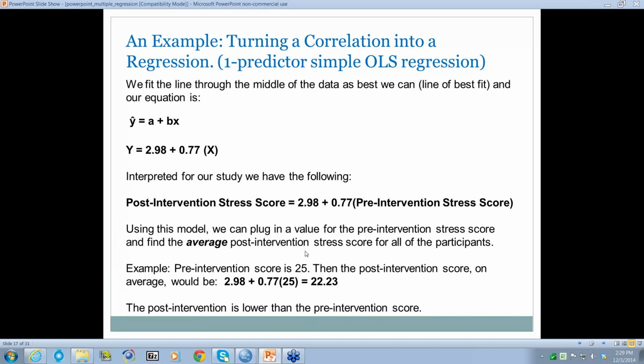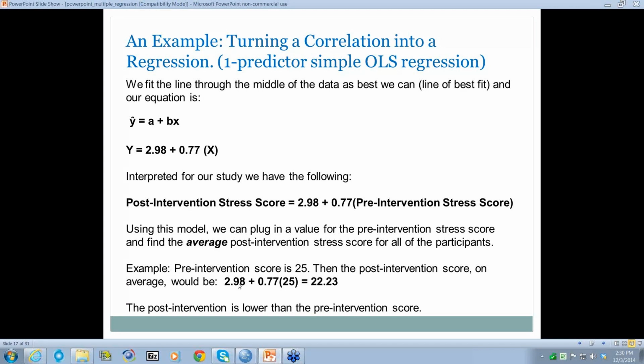Using this model, we can plug in a value for the pre-intervention stress score, and we can find the average post-intervention stress score for all of the participants. So you would plug in your values over here, and you would get your average score for everybody. There are also ways you can predict a score for one person instead of an average, and that's where you use your prediction model, with prediction intervals, which are bigger than the confidence intervals we might see today, and that's something else you might want to look into. But what we're looking at today is an estimation model for everybody, so on average is what your outcome is going to be, your average score for everybody.